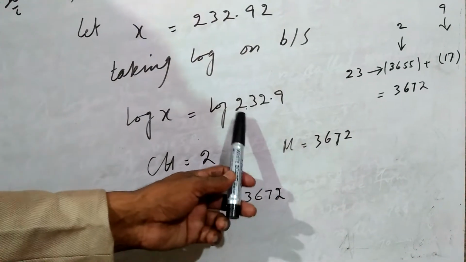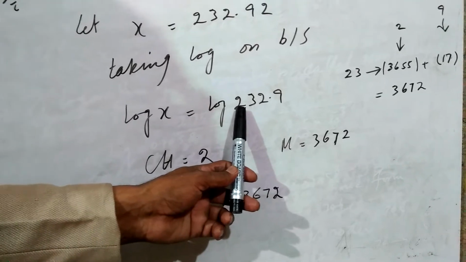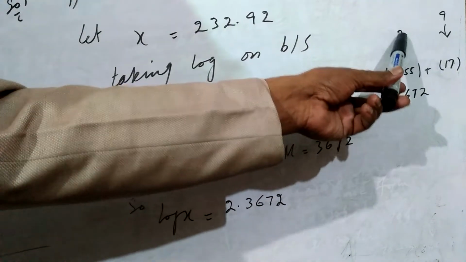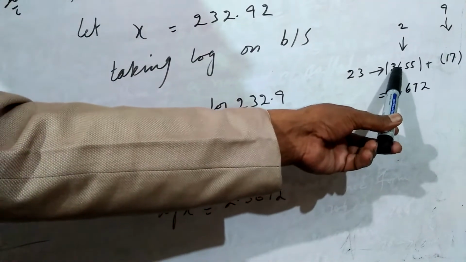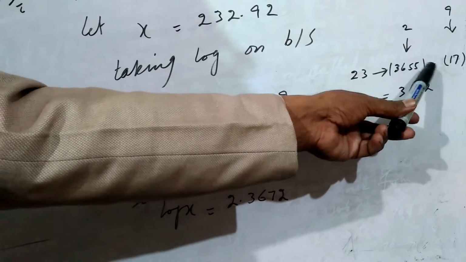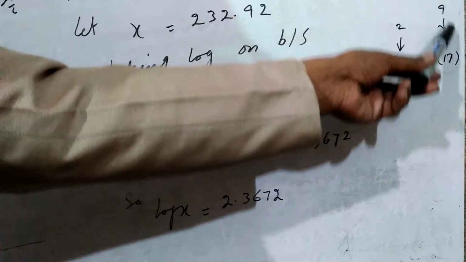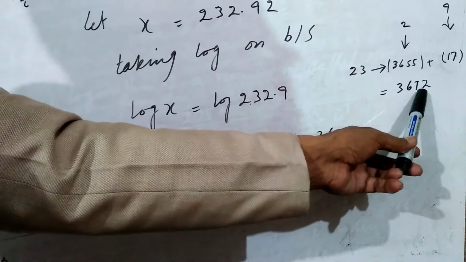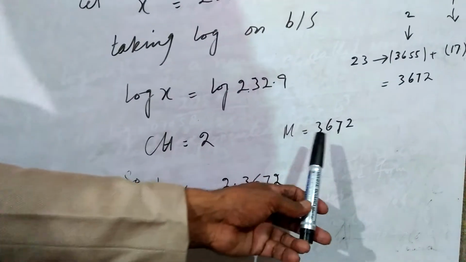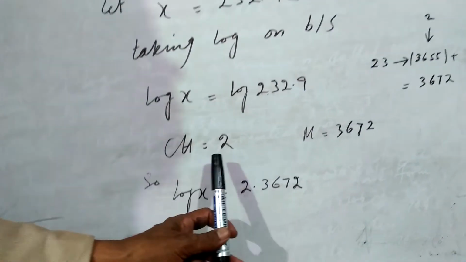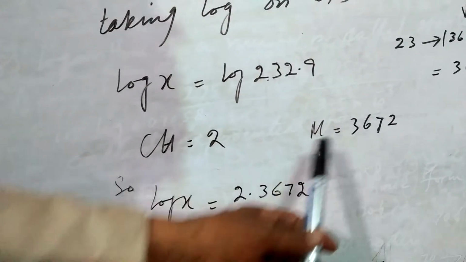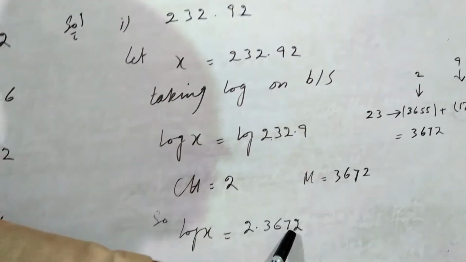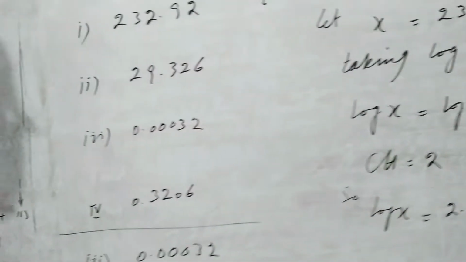For mantissa, we have to see the value of 23 in 2 and 9. Below the 2, parallel to 23, the value is 3655, plus below the 9, the value is 17. By adding these two numbers, we get 3672, which is the mantissa. So we assign a decimal between characteristic and mantissa. Then we get log x is equal to 2.3672.